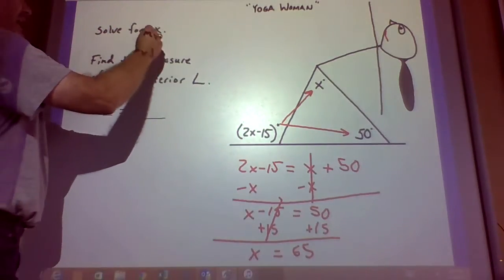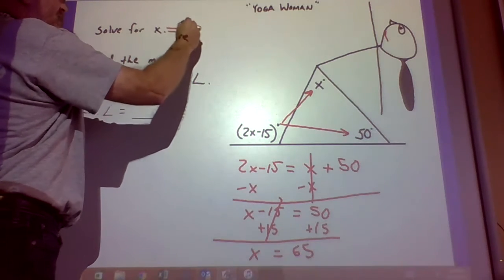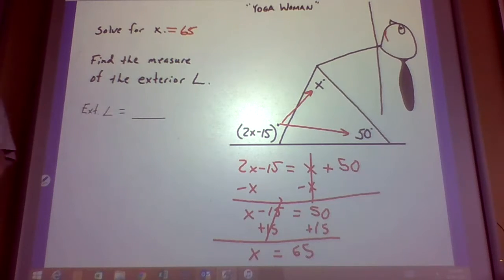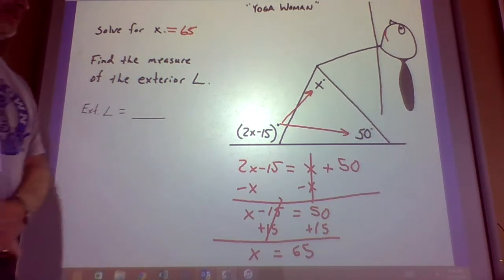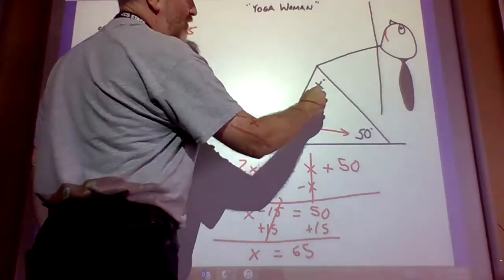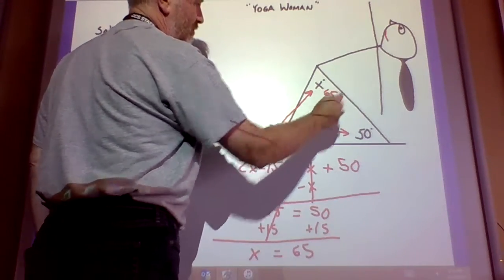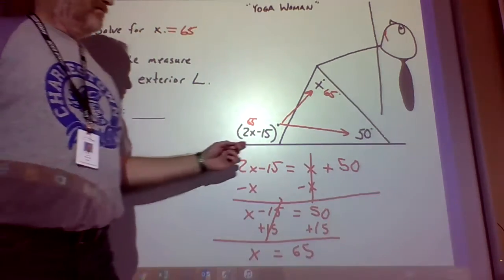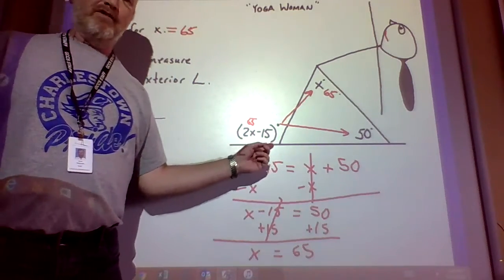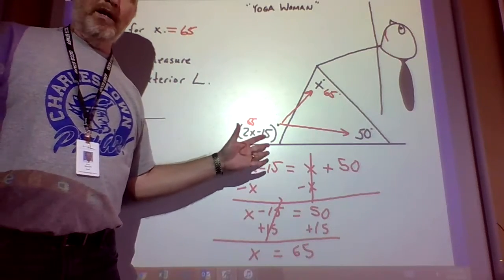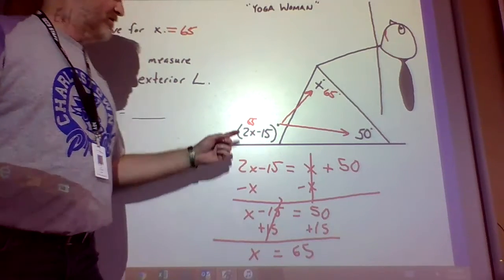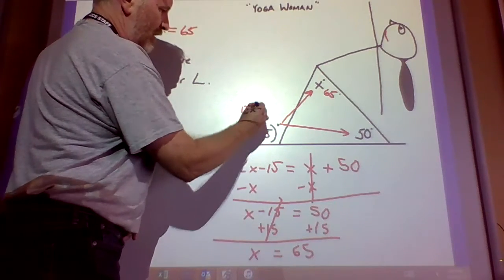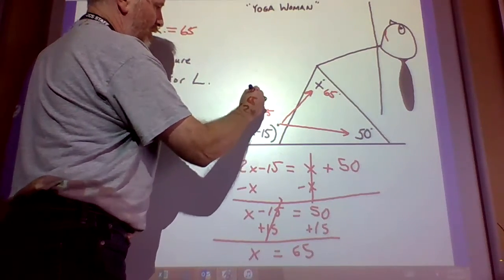So the x part of the answer is 65, but now they want the exterior angle, all right? Now there's a couple ways to swing this dead cat, because now that you know x is 65, you can put a 65 here, and you can put a 65 here. Now, most of my students today have been going after this right here. They say, okay, that's the exterior angle we want. I got the x now, I'm ready to go. So they did 2 times 65, which I think is 130. Take away the 15, gives me 115.